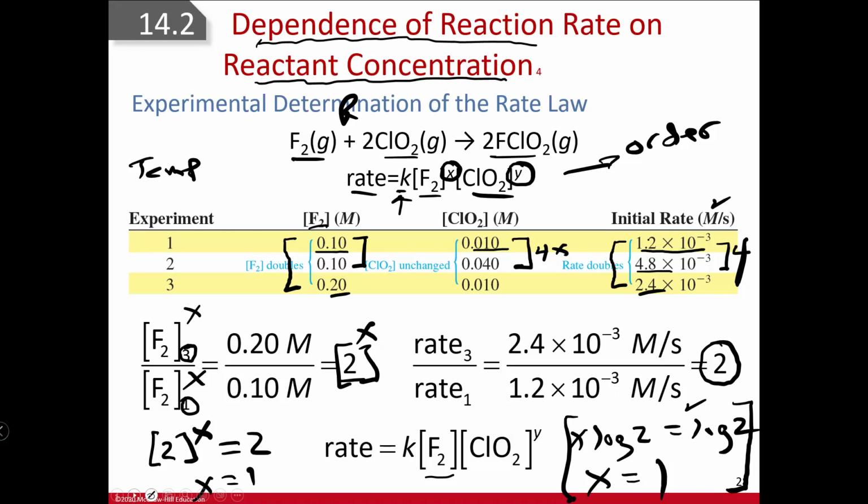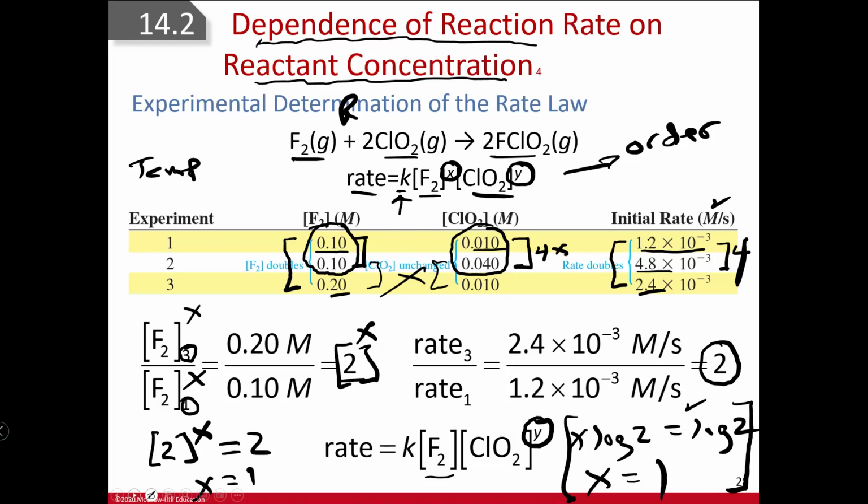So that's the first part. The next part is we have to determine the order with respect to the chlorine dioxide. So again, which experiments are we going to use? We need the experiment where the fluorine is held constant and the chlorine dioxide is changing. So you wouldn't use experiment 2 and 3 to do the comparison, because in 2 and 3 the fluorine's changing and the chlorine dioxide is changing. So that would be a no-go.